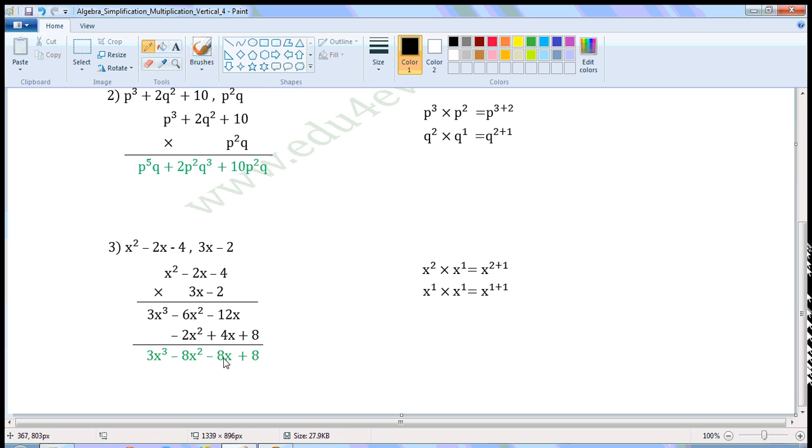12 minus 4 is 8. Sign of the bigger number is minus. So the result is minus 8x. Here this is plus 8. So write plus 8. So the expression is 3x to the power of 3 minus 8x square minus 8x plus 8.